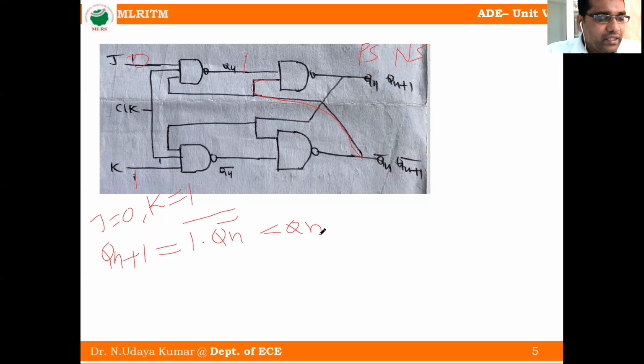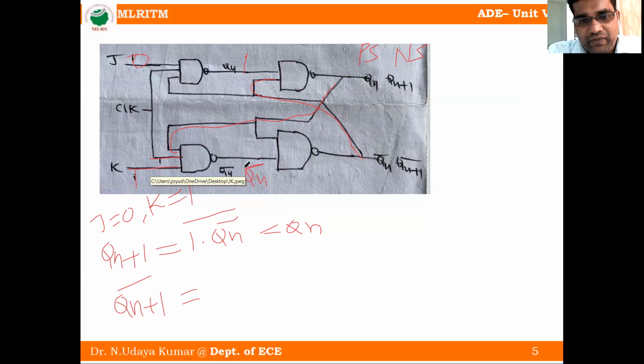Then what is the complement of the next state? Qn plus 1 whole bar. So what are the inputs to the NAND gate? K is equal to 1 and clock is equal to 1, and this one is Qn. So three inputs. So finally we will get 1 into Qn whole bar. We will get Qn bar here.